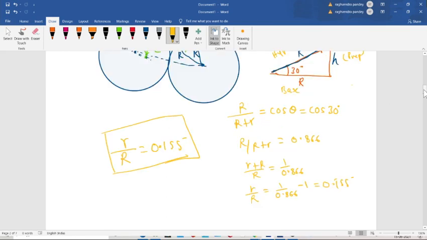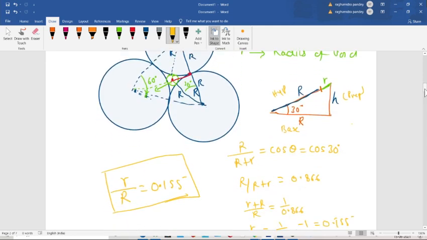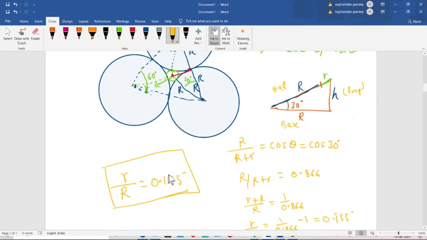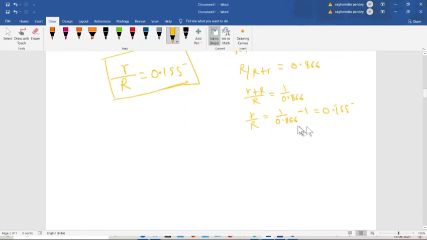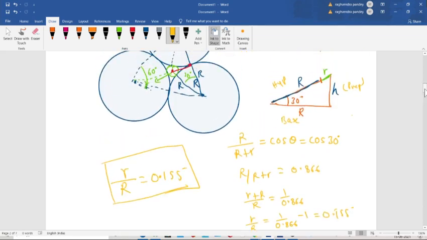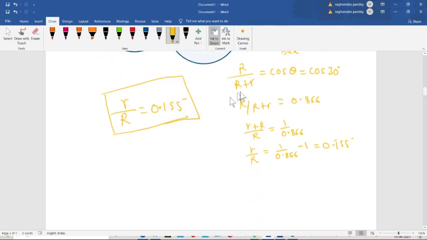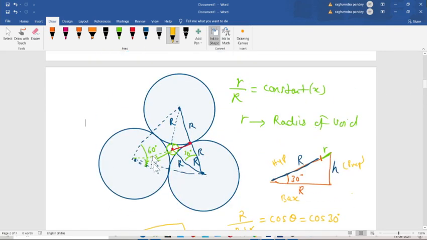If you want, you can derive it, but don't derive it every time. Just remember this one, because you will not get the time to do all these calculations. That is the ratio which is called the void ratio or radius ratio. So the radius ratio for triangular void is this.